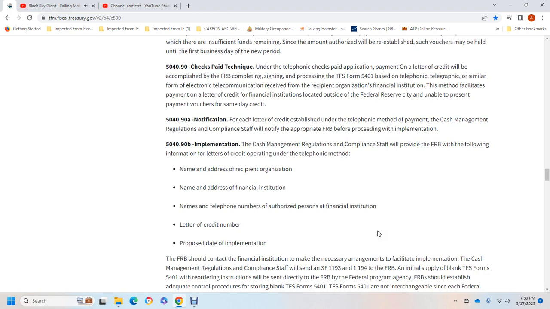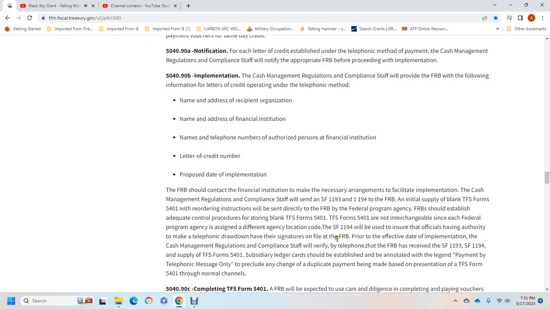504090B: An implementation cash management report regulation compliance staff will provide the Federal Reserve Bank with the following information related to the credit operating with the telephonic method: name, address, recipient organization, name, address, financial institution, name, telephone number of the authorized person of the financial institution, level of the credit, proposed date, implementation. The Federal Reserve Bank shall contact the financial institution and make the necessary arrangements to facilitate implementation.